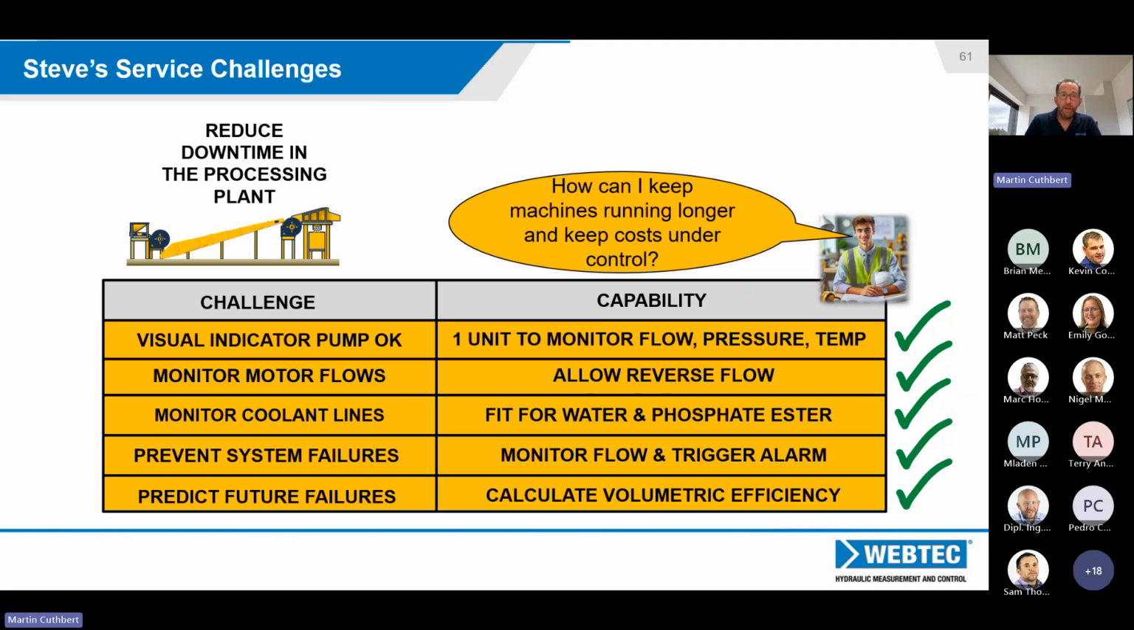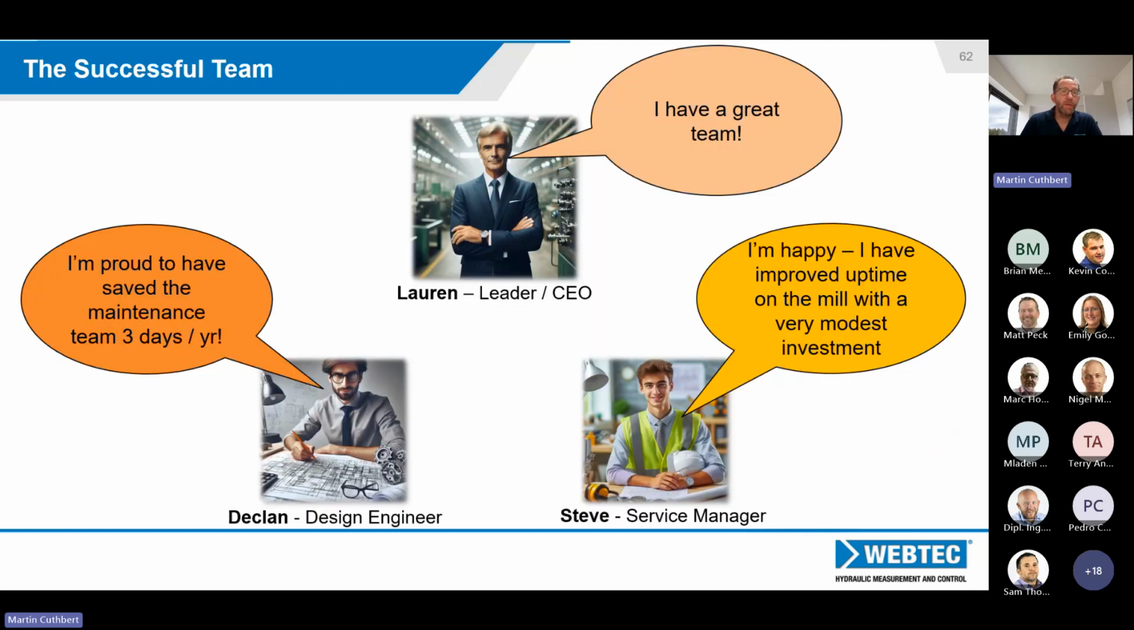So altogether, Steve and Declan are pretty happy with themselves. Lauren's chuffed because he set them a target to reduce the amount of maintenance time and reduce the downtime, and the 2 projects have come to fruition. So Declan saved his team 3 days a year in carrying out preventative tuning tests on the excavator, because he doesn't have to install anything anymore. He's now got it pre-installed and he can just plug in, take test data and share it.